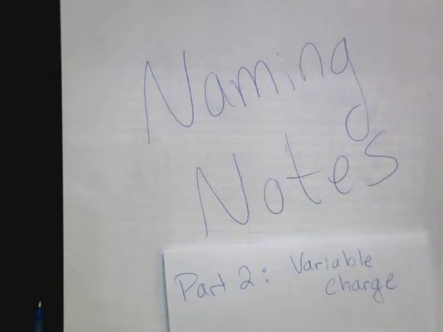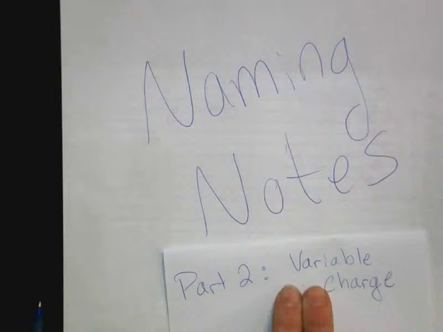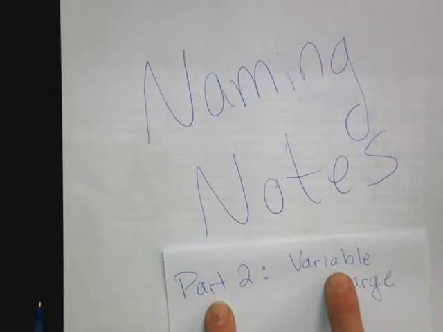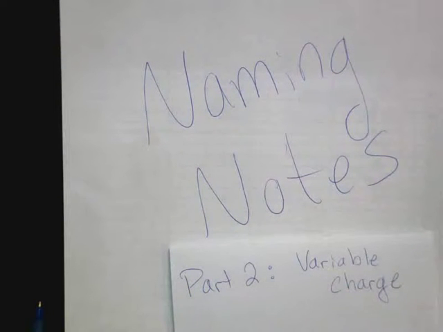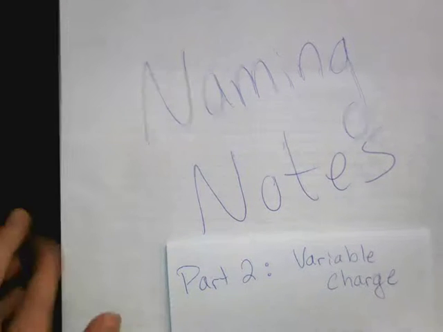This next video is on metals that have a variable charge. So this is my second part. Variable charge means that we can have a variety of different charges. I'm not limited to just one specific fixed charge. I might be a 2+, or I could be a 3+.